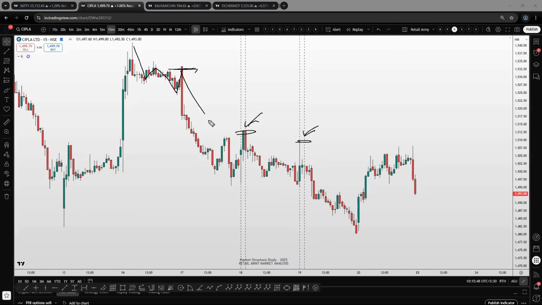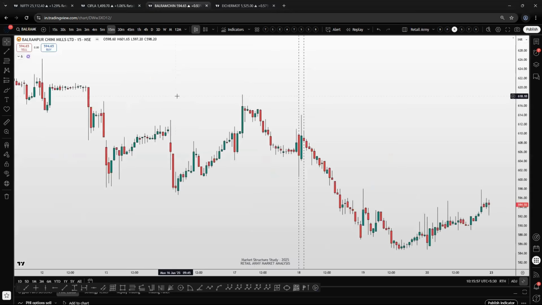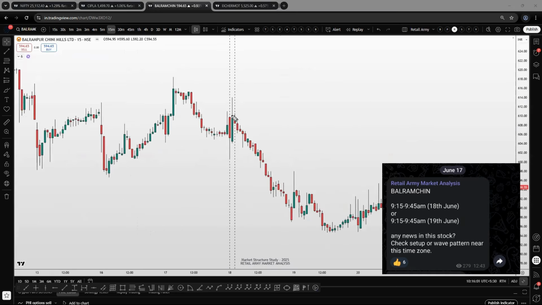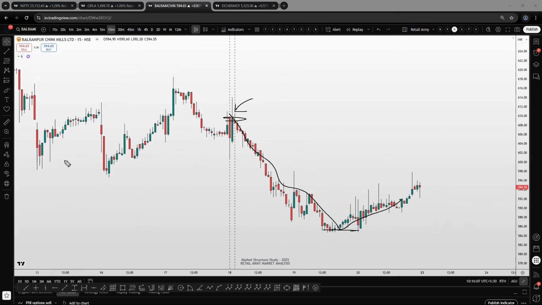This is a little bit distorted also. But again, you need some skill to catch this kind of move. But the easier one was in Balrampur Chini, right here. Balrampur Chini, we had a perfect fall here from this time zone. Same thing, I gave you a time zone. Beautiful fall, collapse, and then small pullback right now.